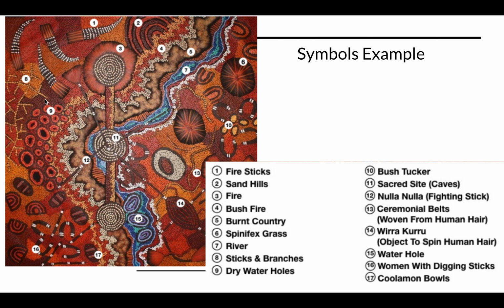So notice how they just use different abstracted shapes that didn't actually represent that. The color might be accurate, but the shape is not necessarily. So like these don't necessarily look exactly like sticks and shapes. These don't look like watering holes, but that's what they're a symbol for. Women with digging sticks. So this doesn't look like a person at all, but that is a symbol that they used for that person.